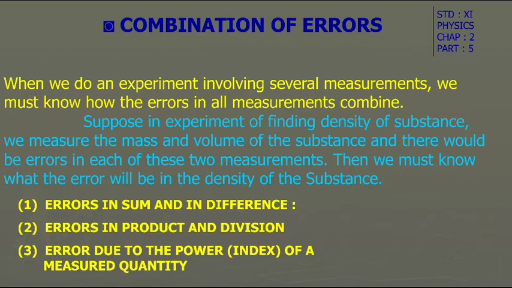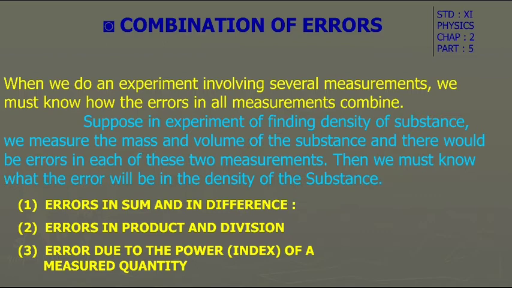So dear students, when we do an experiment involving several measurements, we must know how the error in all measurements combine. Suppose in an experiment of finding the density of a substance, we measure the mass and volume of the substance, and there would be errors in each of these two measurements. Then we must know what the error will be in the density of the substance.